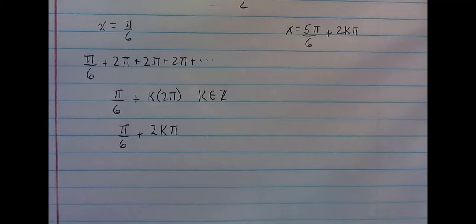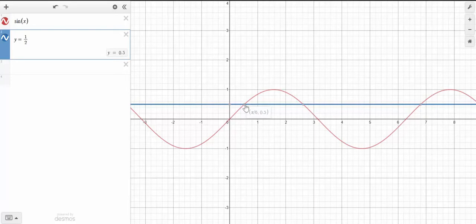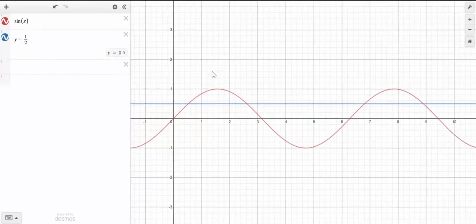Now let's take a look at what this would look like graphically. Here I've graphed sine x, and then down here on a new graph, y equals 1/2. What we're really looking for is the intersection. For example, this point right here is pi over 6, and over here, this would be 5 pi over 6. Those are the two solutions we found. But also notice that we could go over a little bit.